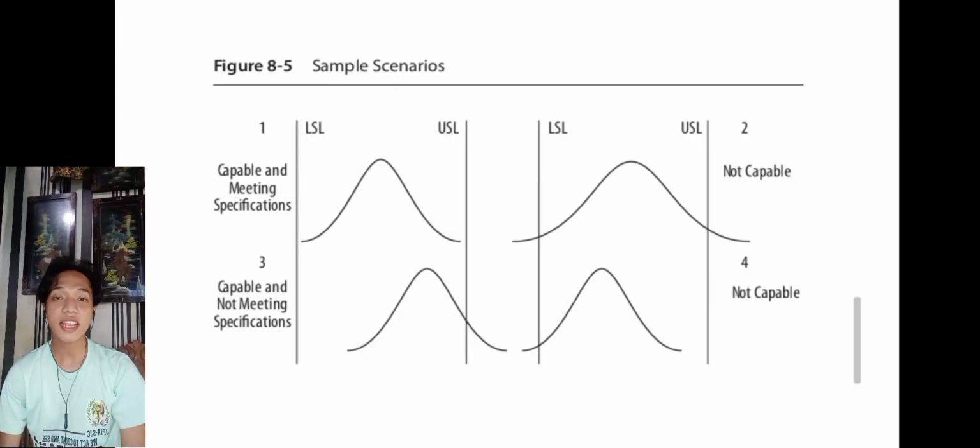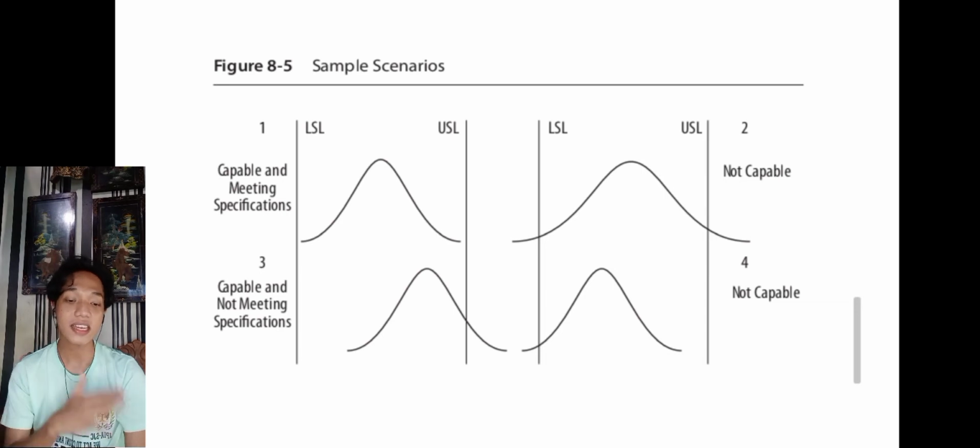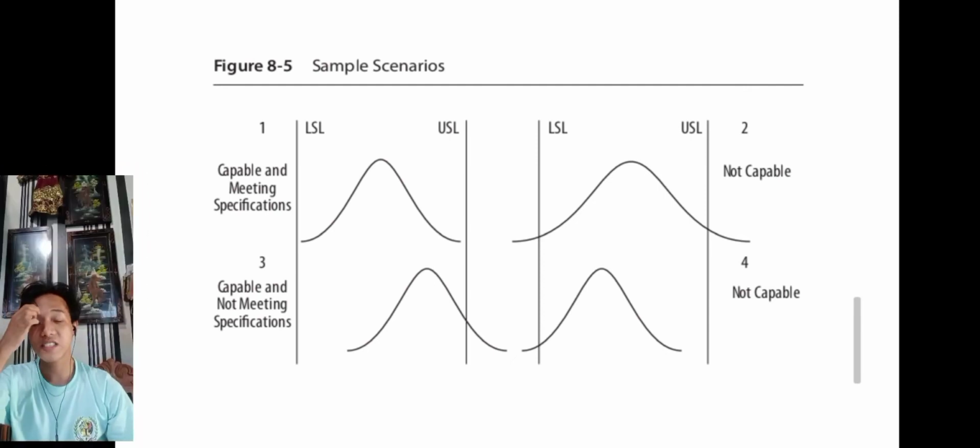This is figure 8-5, the sample scenarios of LSL and USL, from 1, 2, 3, 4. Scenario 1 is capable and meeting specifications, 2 is not capable, 3 is capable but not meeting specification, and the last is not capable. Both scenarios 3 and 4 might be correctable by recentering the process. These scenarios are illustrated in figure 8-5.